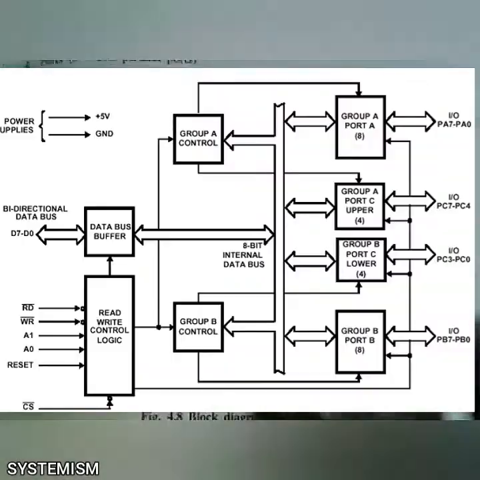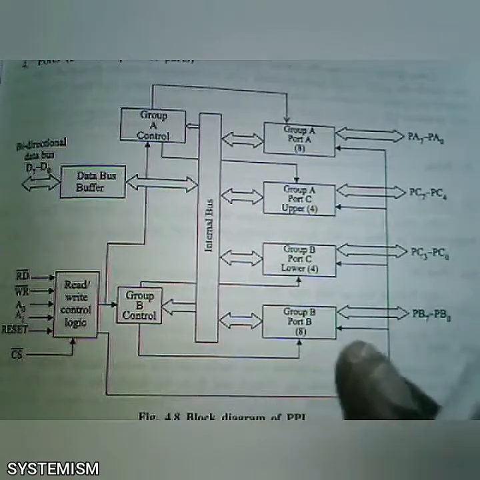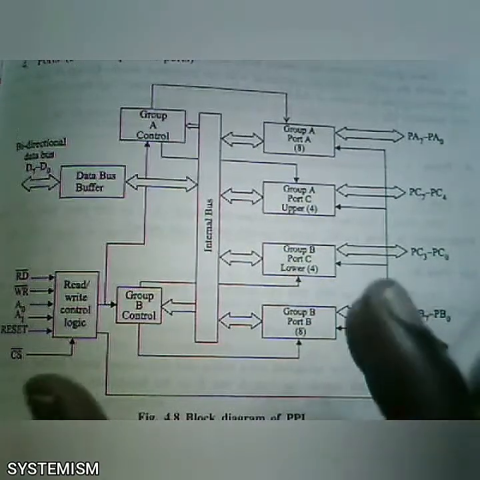So now, in total we have 3 different ports in the 8255. Now I am going to explain what the 8255 is. We have 3 different ports in the 8255.